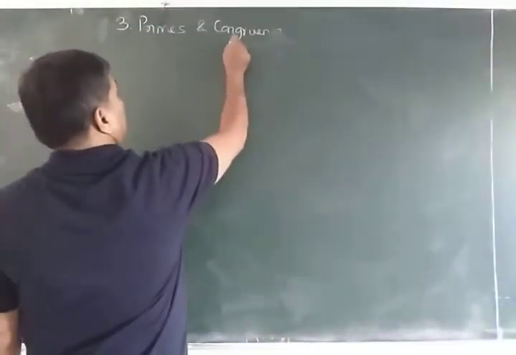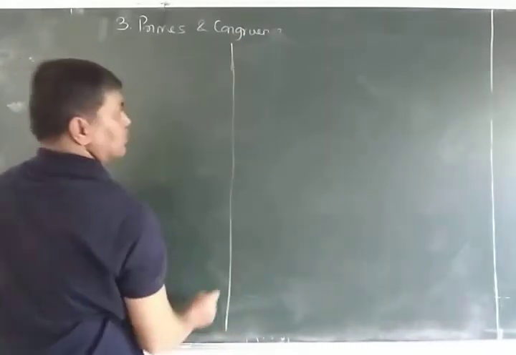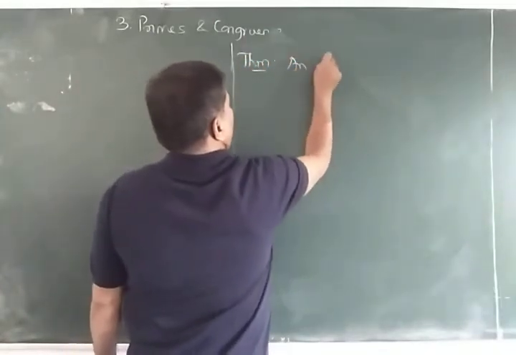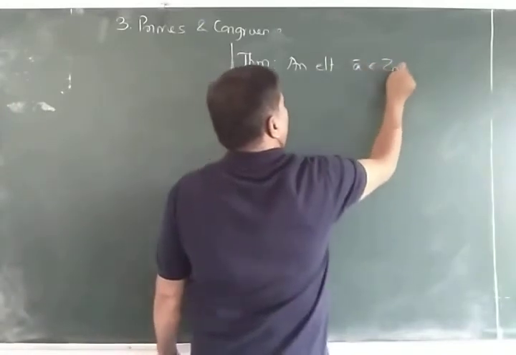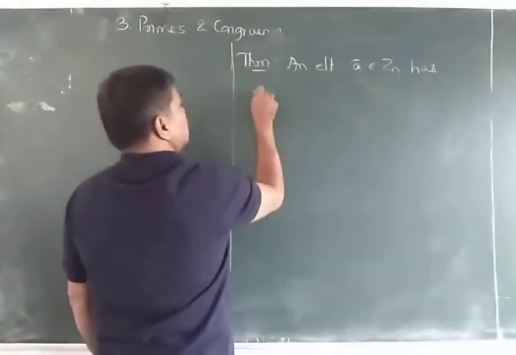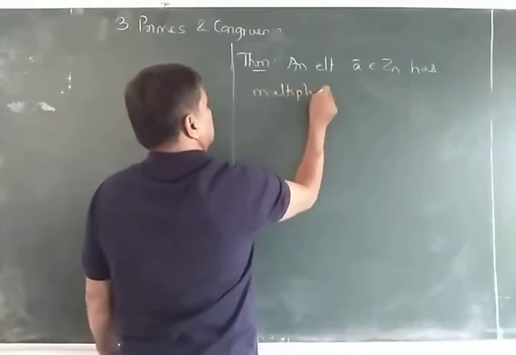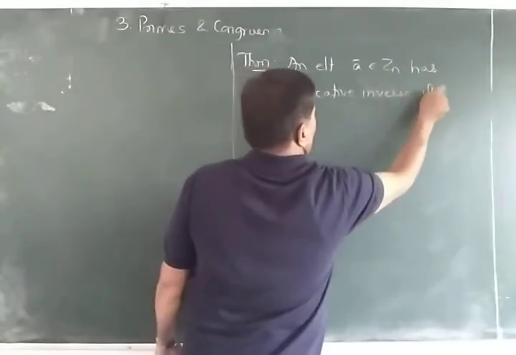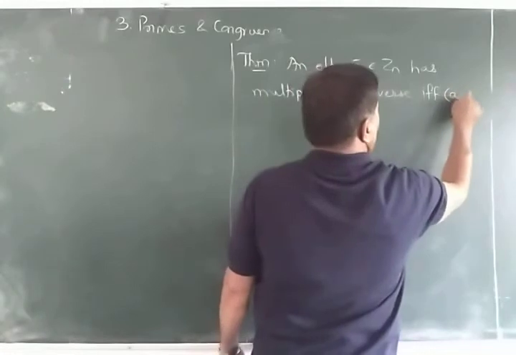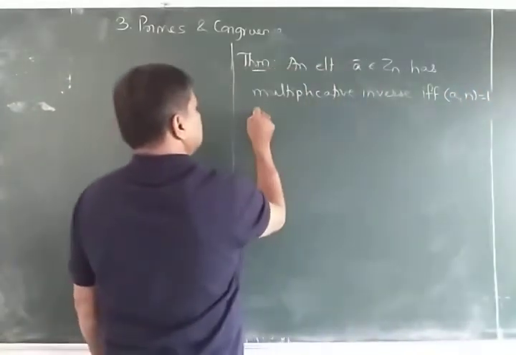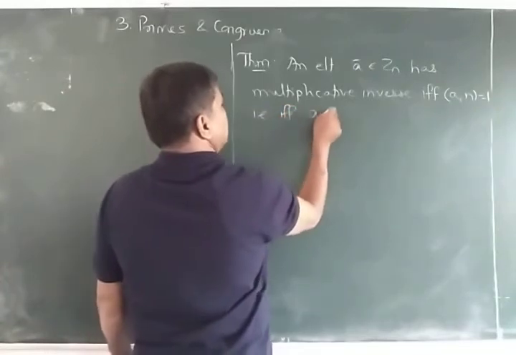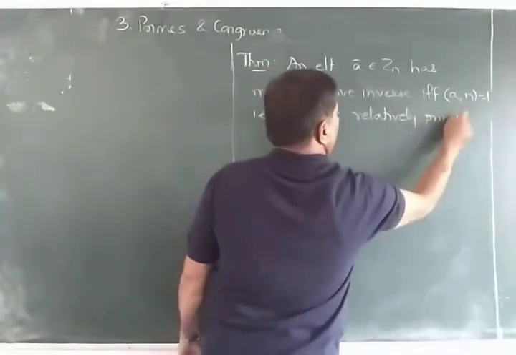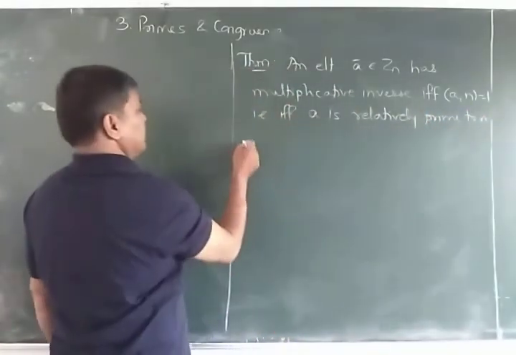Now we'll take an important theorem. An element a bar belonging to Zn has a multiplicative inverse if and only if GCD of a and n is 1, that is, if and only if a is relatively prime to n.